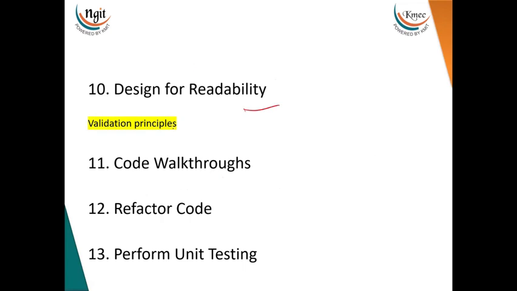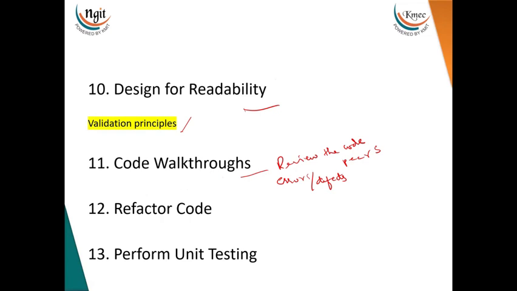Then we talk about the validation principles. The first one is to do code walkthroughs. So a code walkthrough is to review the code with your peers. So what is the reason to do this? So we can find out what errors, or what defects to say precisely. Okay, to find this out.